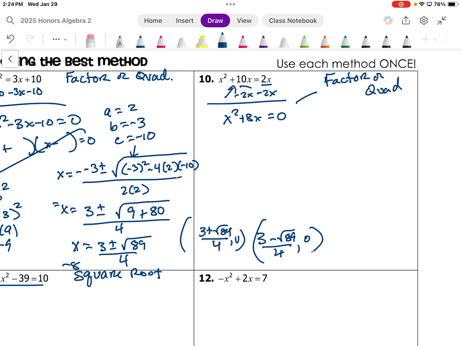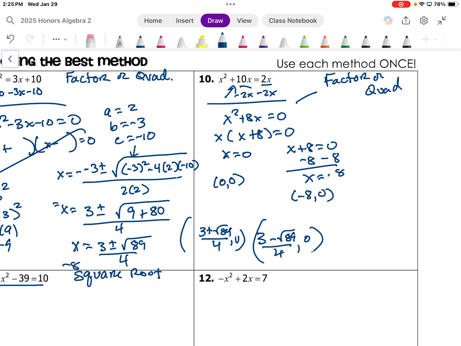When it's two terms and they have a comment like that, when they're missing the c, I'd factor. Bring out the x, the greatest common factor. X equals 0, x plus 8 equals 0. Only have to move the 8 over here. So my two answers are 0, 0, and negative 8, 0. Those are my two intercepts.